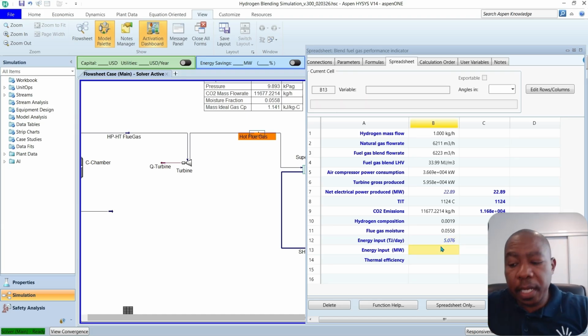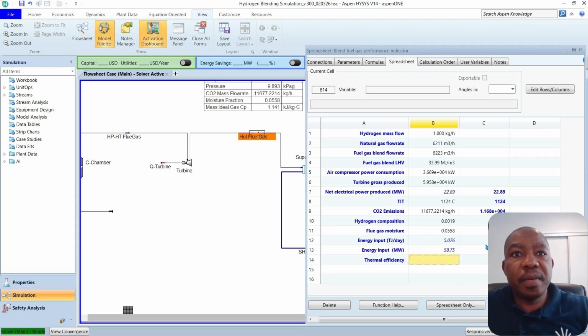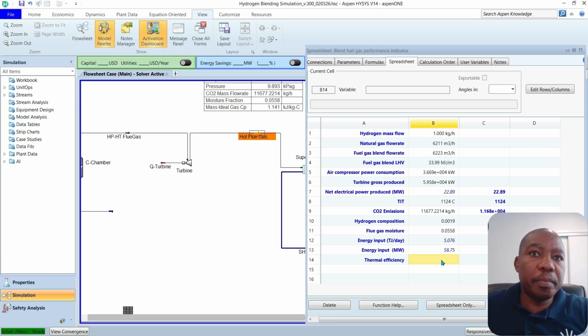And then let's calculate that energy input again in megawatts, because that's going to help us calculate the efficiency. In megawatts, it's going to be the fuel gas blend flow, which is B3 again, times B4, which is the lower heating value. That will give me megajoules per hour, divided by 3,600, and that should give me megawatts. So that's 58.75 megawatts of energy input. These two are very important because this is one of the key performance indicators, if not the key performance indicator, to make sure that we are not using too much or too little energy once we start introducing the hydrogen.